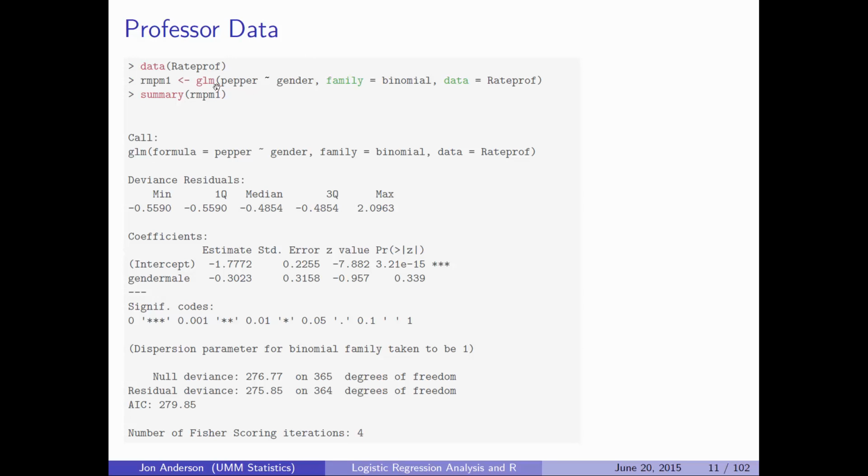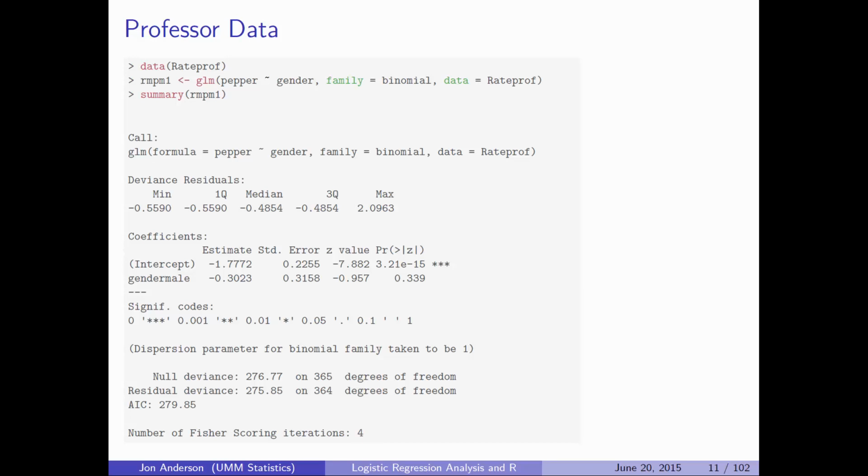And so this is the basic expression of a logistic regression model. It's a little bit different because we use the GLM function and not the LM function. The response variable is over here like it always is. The predictor is over here. You specify logistic regression through the family equals binomial option. This is what controls whether it's logistic regression or not. And then the data frame is rateprof. Here's the summary of the model, and I want you to notice right down here that the estimated coefficient for the gender variable is a negative number.